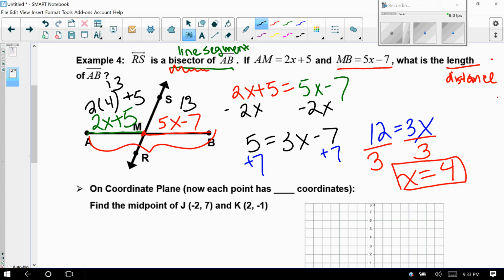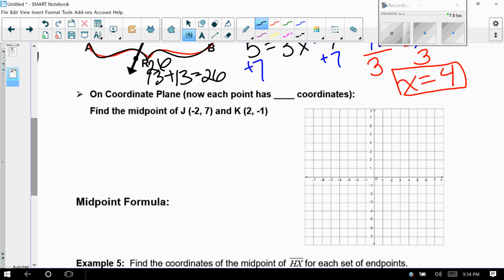So A to M is 13, M to B is 13. We want the whole thing A to B, but we have to add them up. 13 plus 13 is 26. So that means that A to B is 26. So that is our answer, 26. Okay. Let's go to the next one.